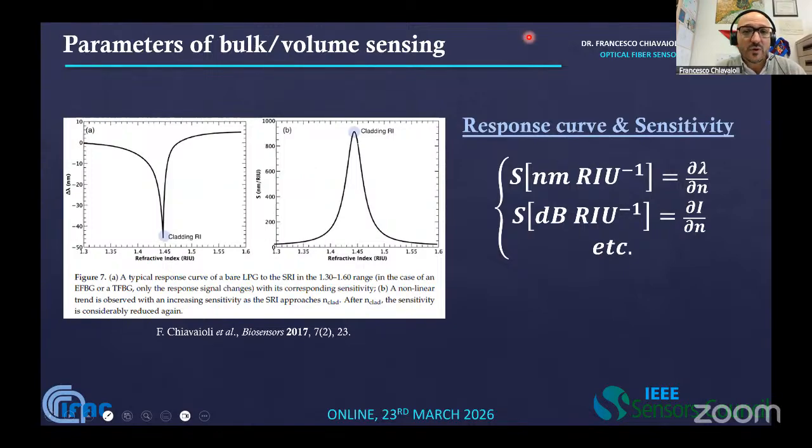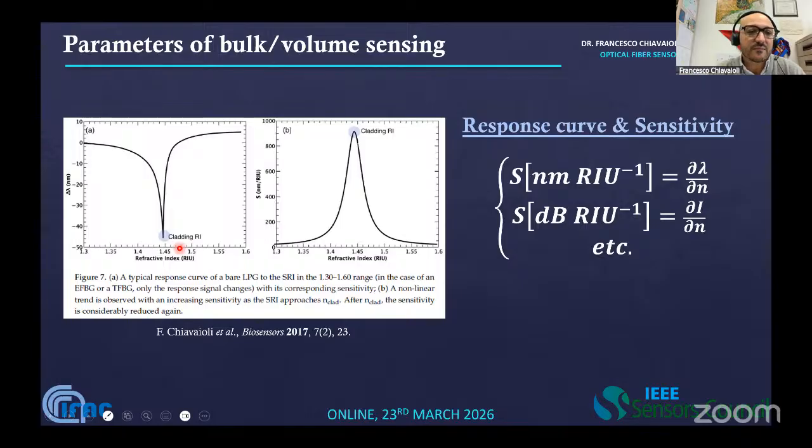So let's talk about the two most important parameters related to bulk or volume sensing, which are sensitivity and resolution. To determine sensitivity and resolution, we first have to retrieve the response, so how the signal changes as a function of the surrounding refractive index. This is an example, clearly, where we have a nonlinear change of the optical signal.